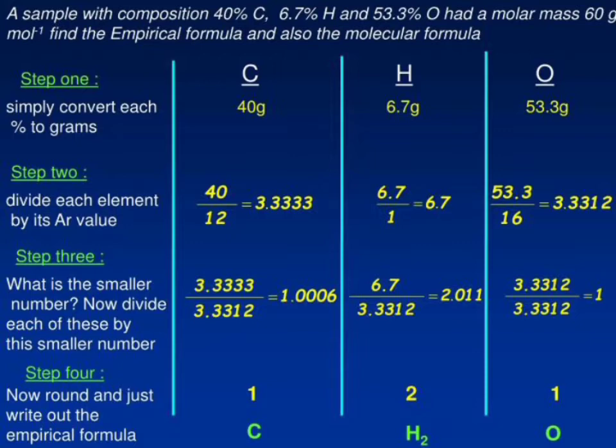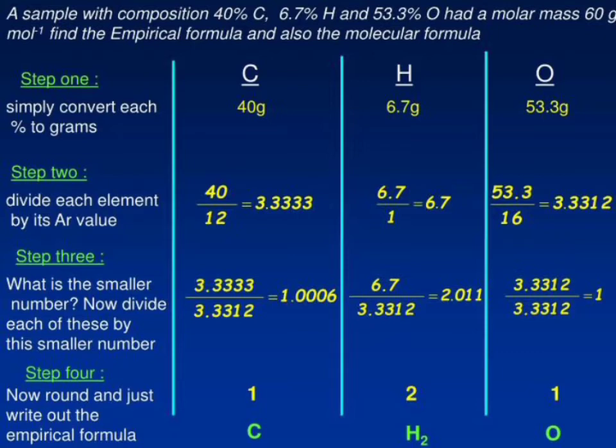In step 1, we should convert each percentage to gram. For this, we will assume the total mass of the compound to be 100 gram, and it is given that the composition of carbon is 40%. This means that the mass of the carbon out of the total 100 is 40 gram, and similarly hydrogen is 6.7 gram and oxygen is 53.3 gram.